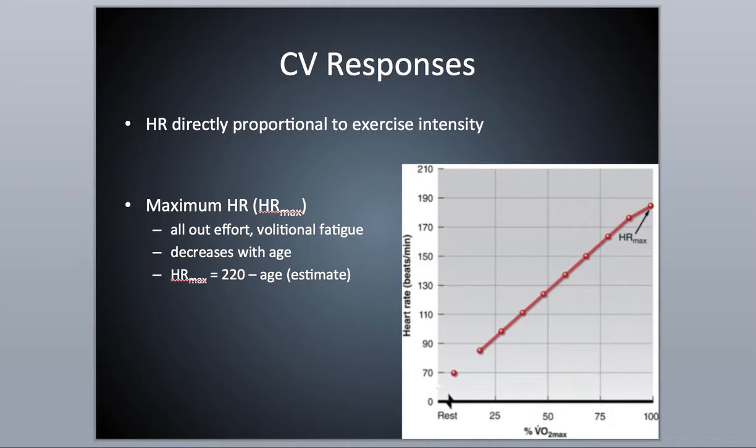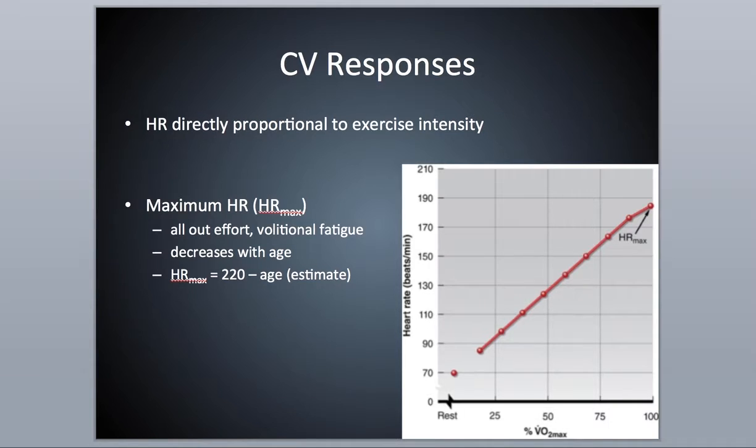Now, heart rate is directly proportional to exercise intensity. Maximal heart rate is an all-out effort with volitional fatigue. Basically, you cannot go any further. If you're on a treadmill, that means you're almost falling off as soon as you say I'm done. All right. Now, this is going to decrease with age.